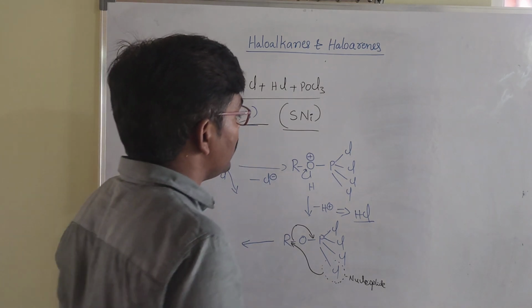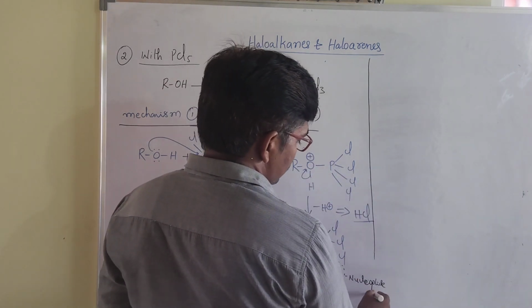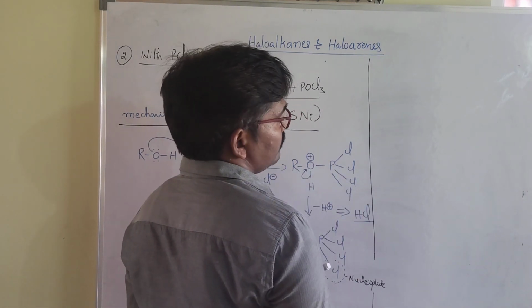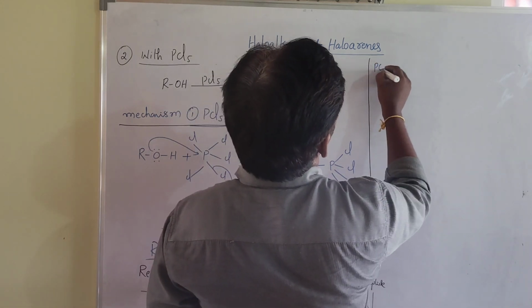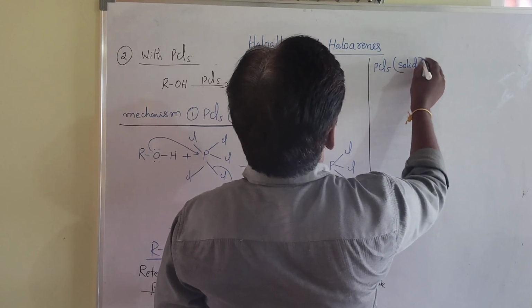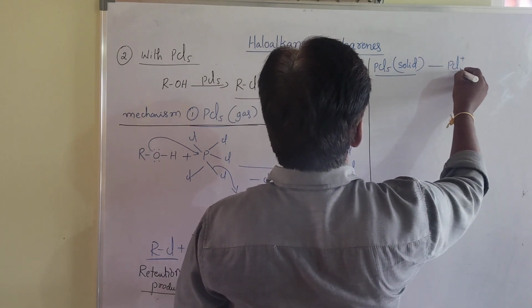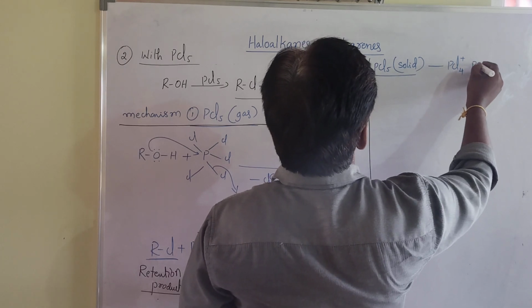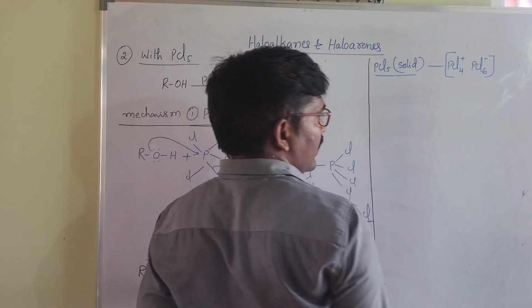In case of solid state of PCl5, how does the reaction take place? So that is PCl5 when it is present in the solid state. One thing you have to observe, when it is present in the solid state, PCl4 plus and PCl6 minus, like this will be present. Cation, anion.